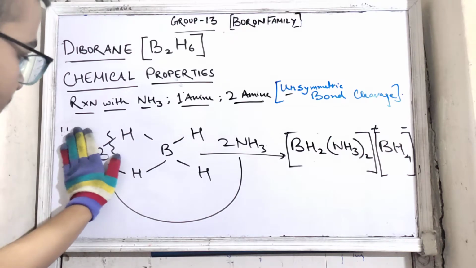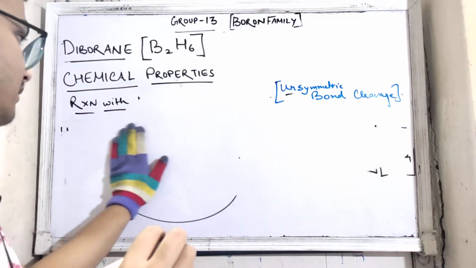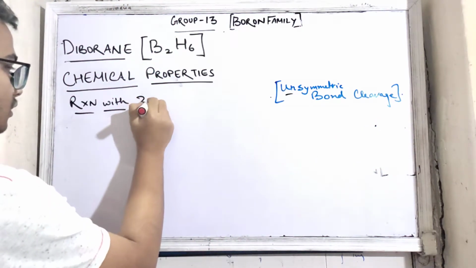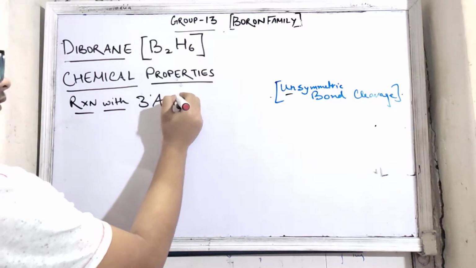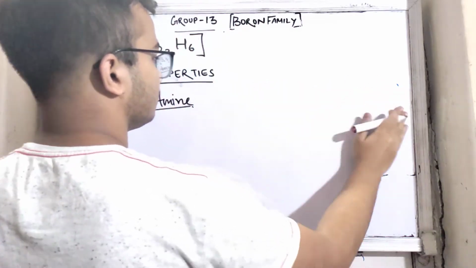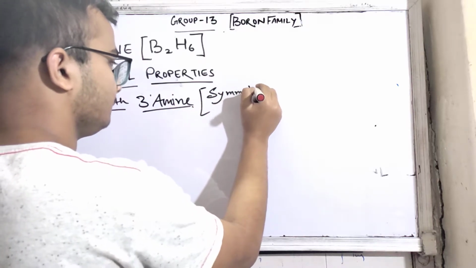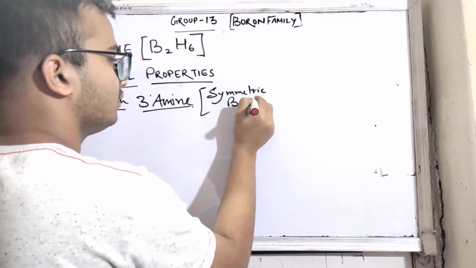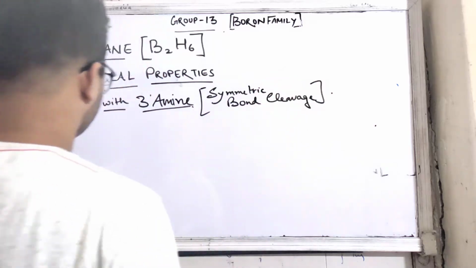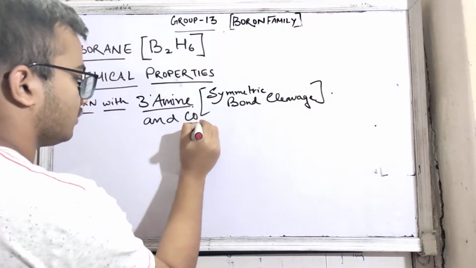Now the case will reverse when it is a 3-degree amine. For that case, 3-degree amine, it will be symmetric bond cleavage. Let's write here symmetric bond cleavage. 3-degree amine and also CO, carbon monoxide.